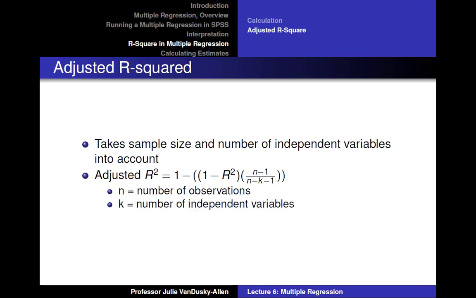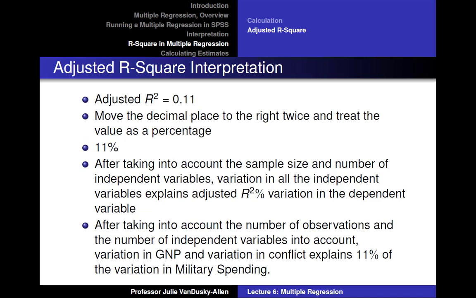The adjusted R-square in multiple regression is also similar to the adjusted R-square in bivariate regression. Recall that the adjusted R-square takes into account the sample size and the number of independent variables. Now I'm going to show you how to interpret the adjusted R-square in multiple regression. Suppose our adjusted R-squared was 0.11. We move the decimal place over to the right twice and turn it into a percentage. So in this case, we move the decimal place over twice and get 11%. Then we would say that after taking into account sample size and the number of independent variables, variation in all of our independent variables explains adjusted R-squared percentage variation in the dependent variable. Or in this case, we would say after taking into account sample size and the number of independent variables, variation in GNP and variation in conflict explains 11% of the variation in military spending.